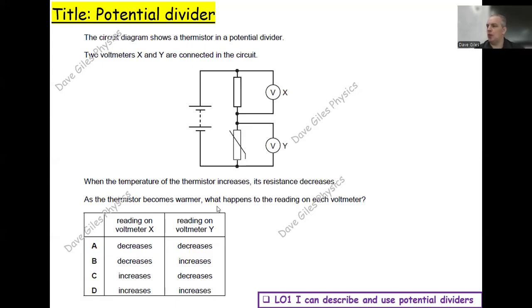So as it gets warmer, the resistance drops. So as the resistance drops, the voltage across Y, or the voltmeter Y, will decrease. That means we've got a larger fraction of the voltage across X. So X will increase while Y will decrease. So the answer is therefore C.